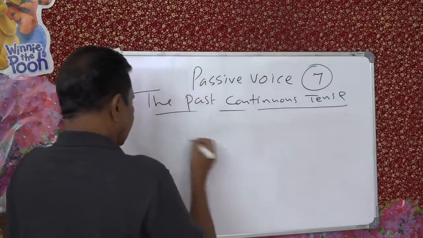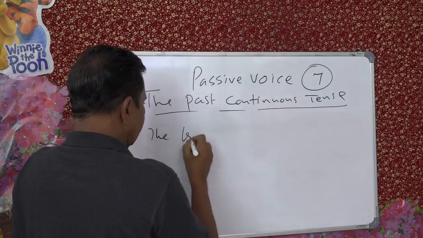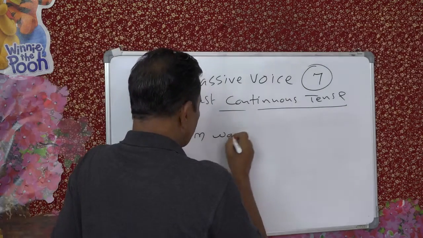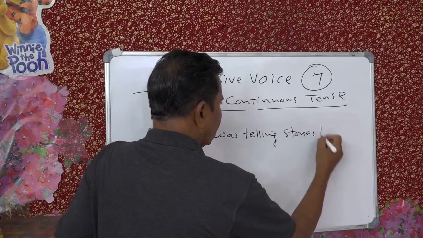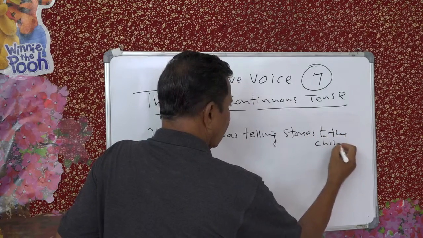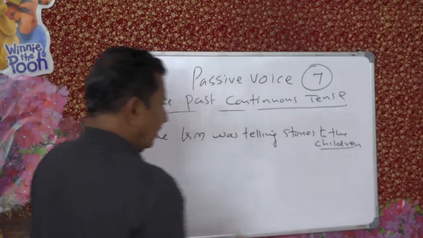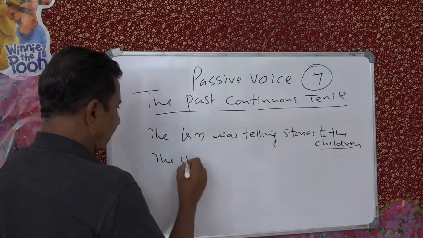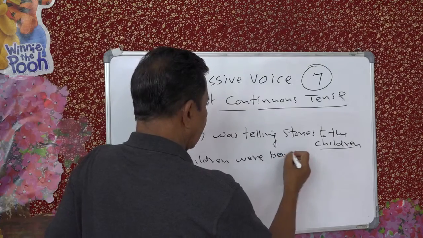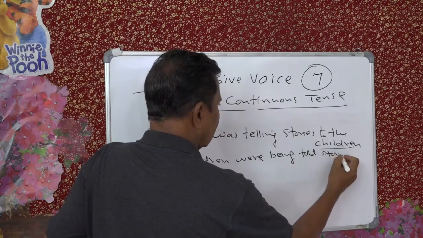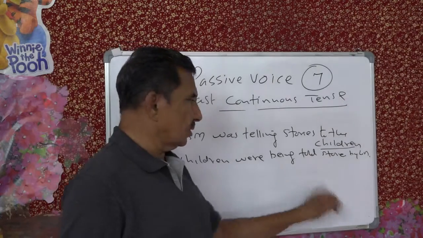We have seen the grandmother, GM, was telling stories to the children. So in this case, to the children is direct object, children. The children were being told stories by GM. That's grandma. The children were told, children were being told stories by grandma.